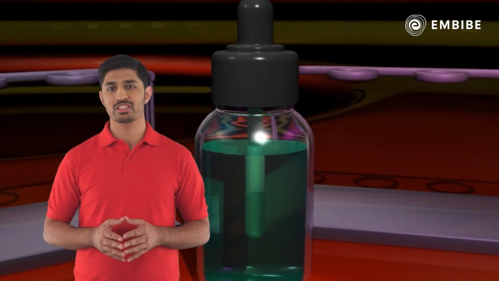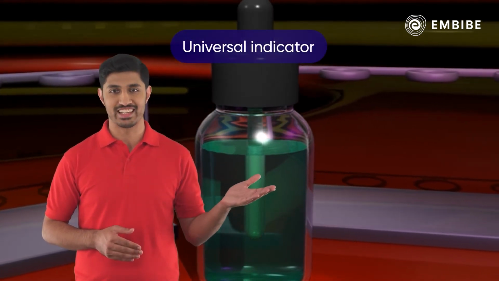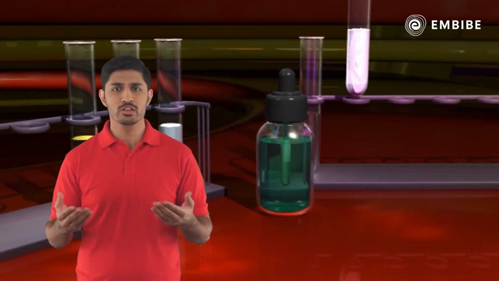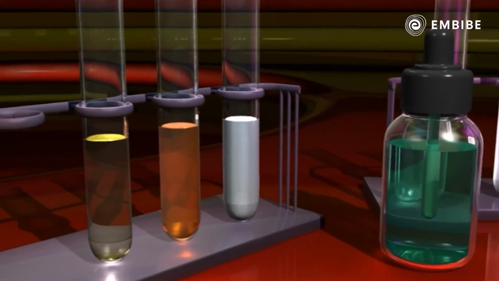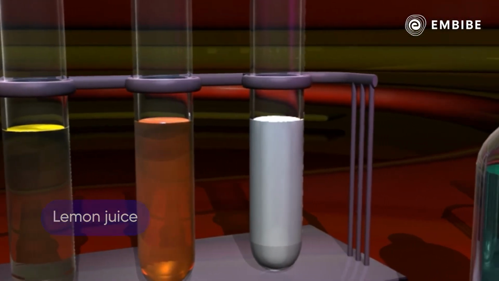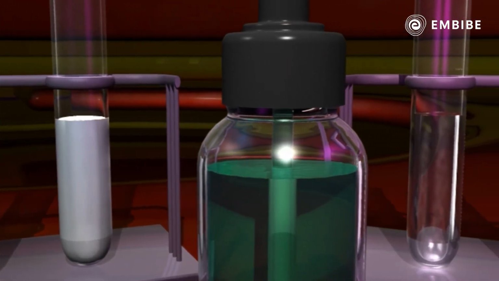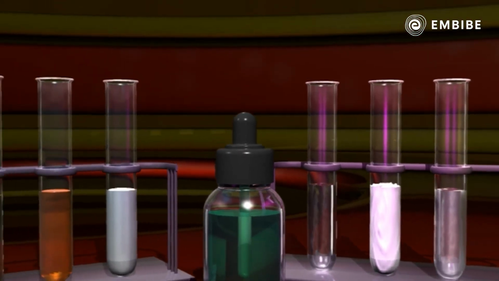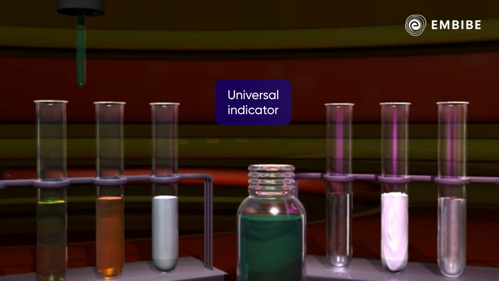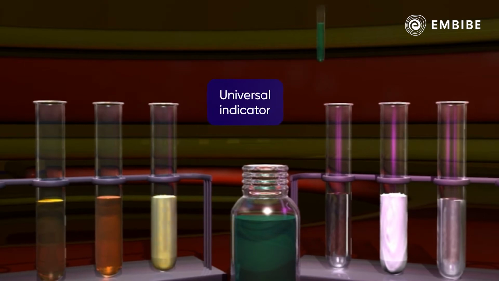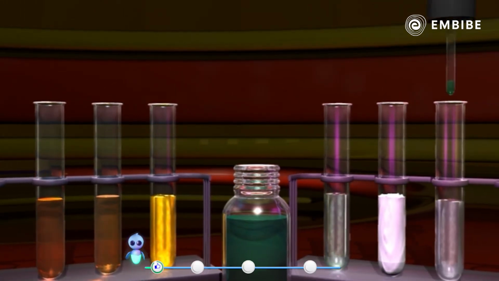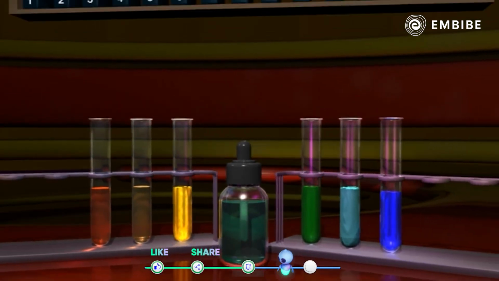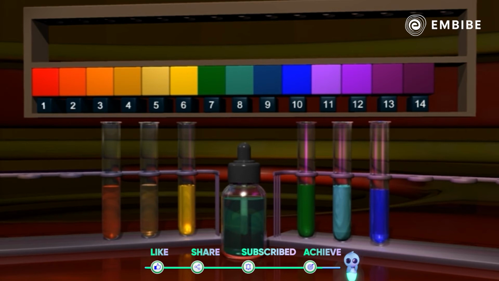Let us check some everyday substances using a universal indicator. Arrange a set of test tubes as shown, filled with different substances such as lemon juice, apple juice, milk, pure water, toothpaste, and lime water. Add 3 to 4 drops of universal indicator to each of these test tubes. Observe the change of color in these tubes. Compare these colors with a pH scale.